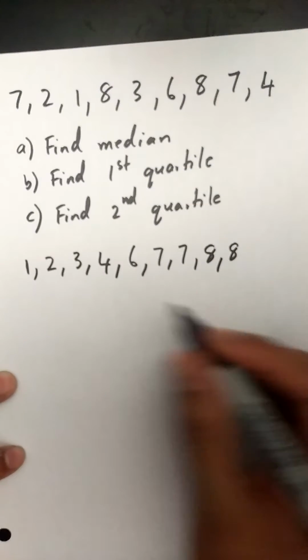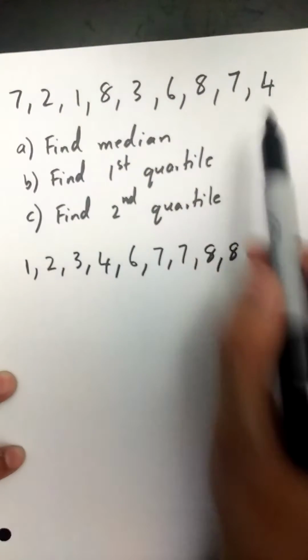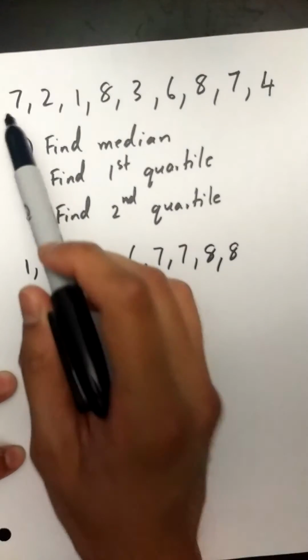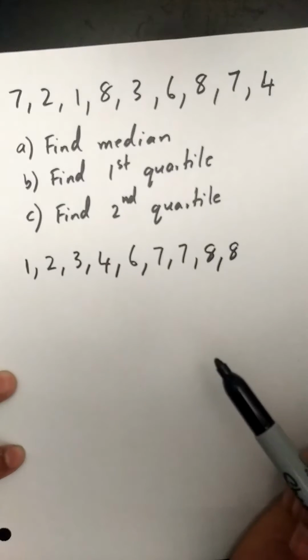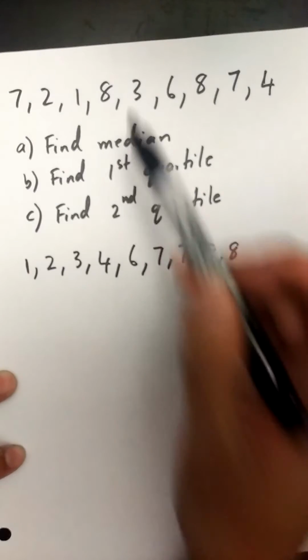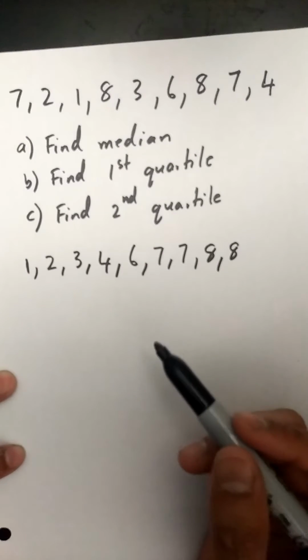Once you have your numbers sorted, you want to count to make sure that the question and your sorted values have the same number. So I have 4, 5, 6, 7, 8, 9, 4, 5, 6, 7, 8, 9 in both. So I think I've got all my numbers right.